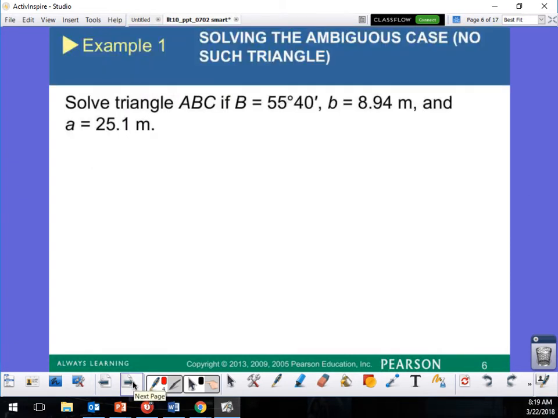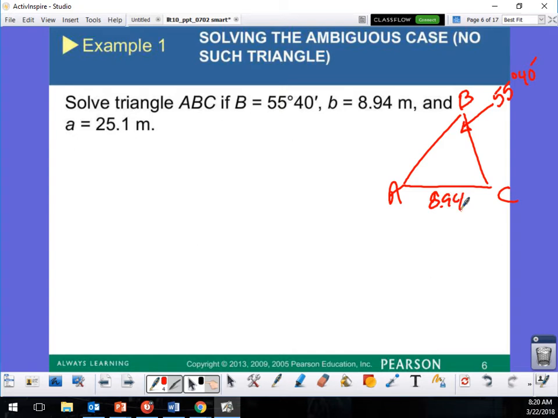Okay, so let's actually put this math to work. Now, when you pick up your calculator, what do you got to double check? If it's in degrees. Okay? So for this one right here, I'm just going to use the information that I have. I'm going to sketch what I have here. I have some type of triangle. I'm going to label it A, B, and C. Okay, just a sketch so I know where everything is. Right here, I know B is going to be that one right there. It's going to be my 55 degrees, 40 minutes. And then little b is going to be 8.94. And little a, which is going to be on this side, is 25.1.